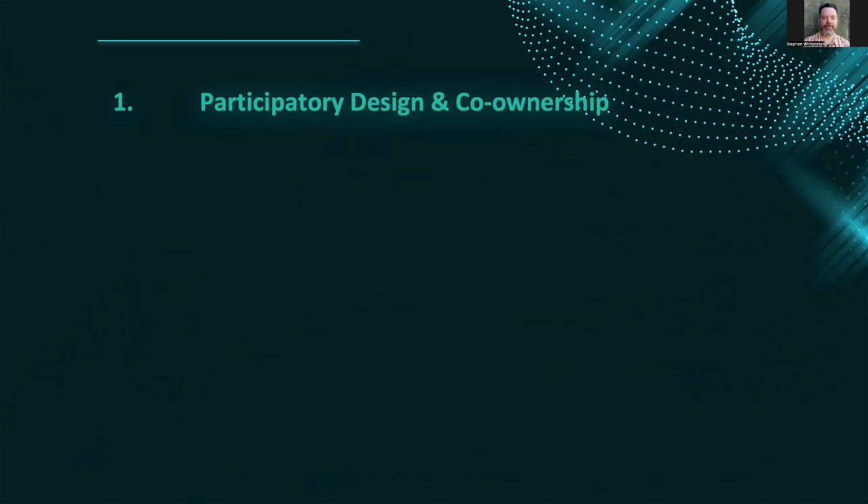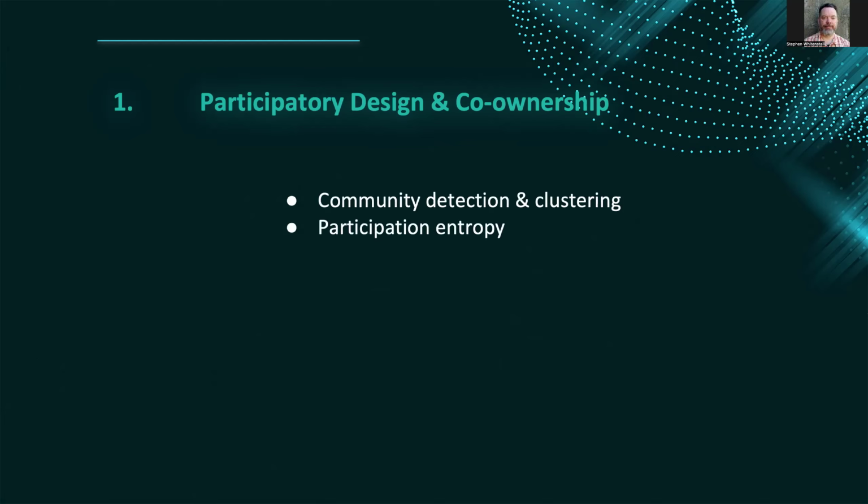Okay, first of all, participatory design and co-ownership. Community members should be involved in establishing what their data means to them and how it represents them. So, what data means could involve community detection, clustering, like Louvain analysis, Leiden, or modularity, to reveal which clusters of users contribute to documents and whether participation is balanced or dominated by subgroups.